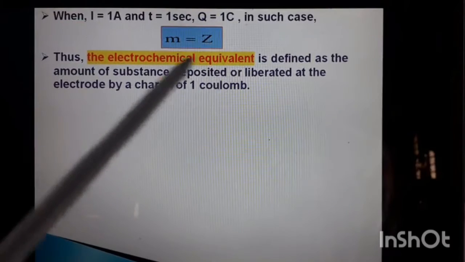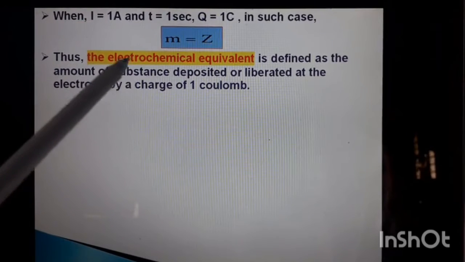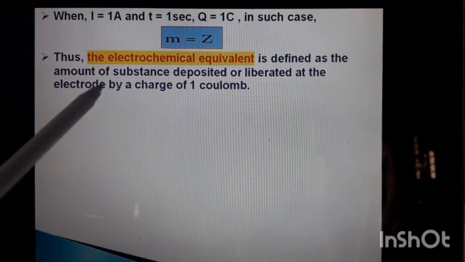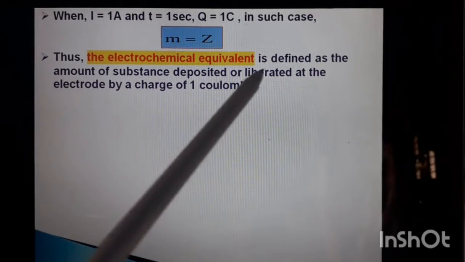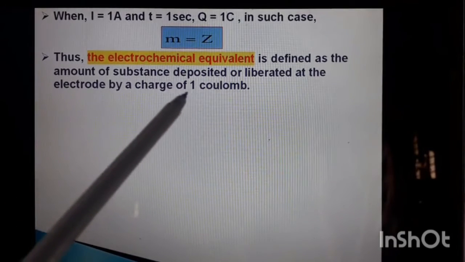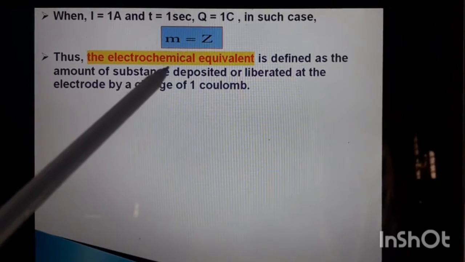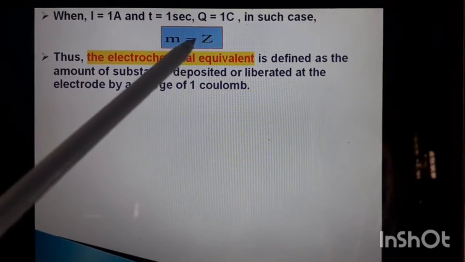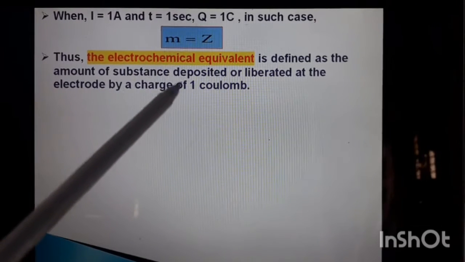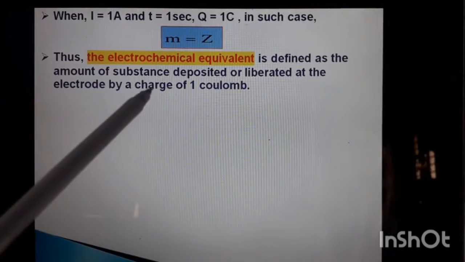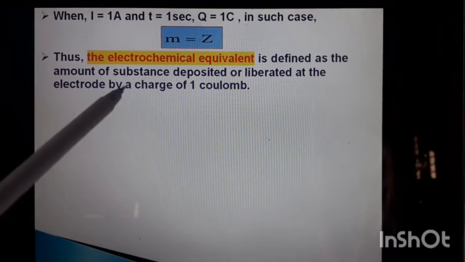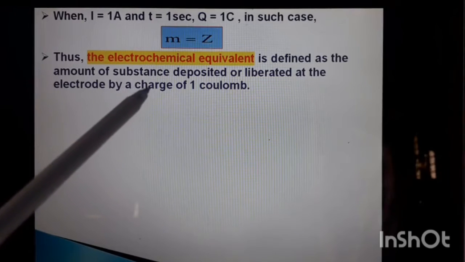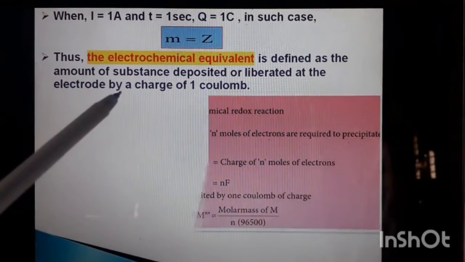The electrochemical equivalent is defined as follows. This is a very, very important 2-mark question, very important for NEET and JEE also. Z is the mass of the substance deposited or liberated at the electrode by a charge of 1 coulomb, that is, by 1 coulomb of current passed through the electrodes. Okay. This is the condition, very, very important.